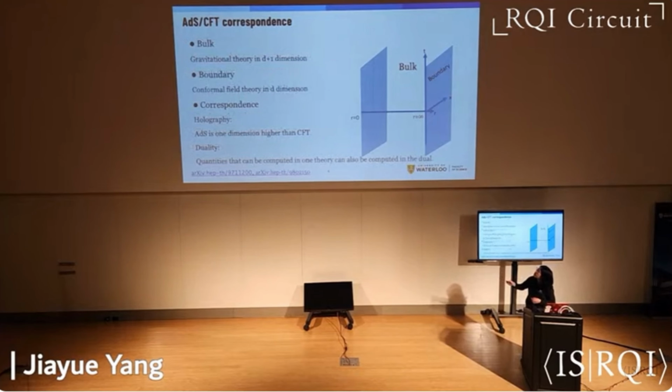The AdS/CFT correspondence was first proposed by Maldacena in 1997. The basic idea is that there is a gravitational theory in D plus one dimensions living in the bulk, and a conformal field theory in D dimensions living on the boundary. There is a duality, or correspondence, between the two theories, and quantities that can be computed in one theory can also be computed in the dual theory. A famous example is the holographic entanglement entropy: the entanglement entropy of a subsystem living on the boundary is dual to the area of some extremal surface in the bulk.